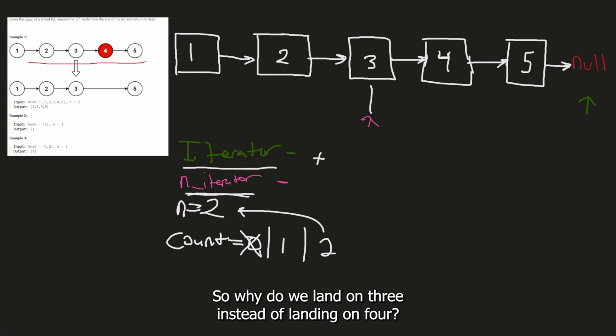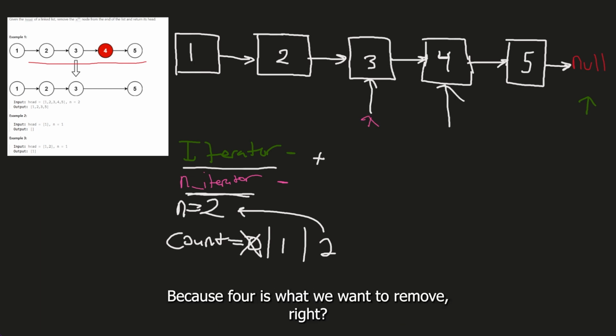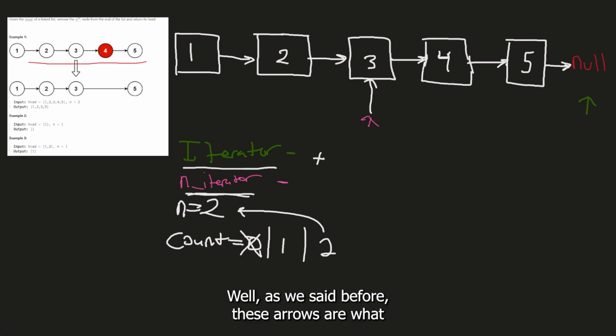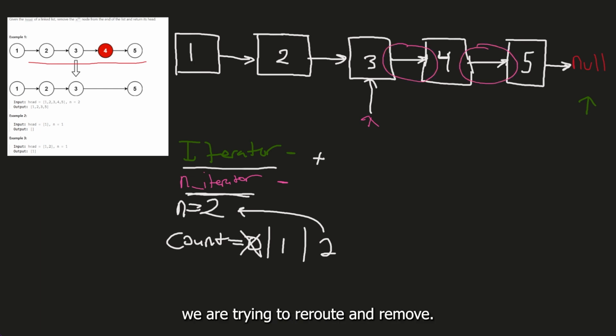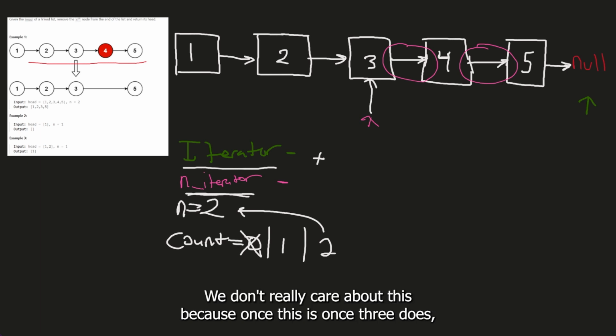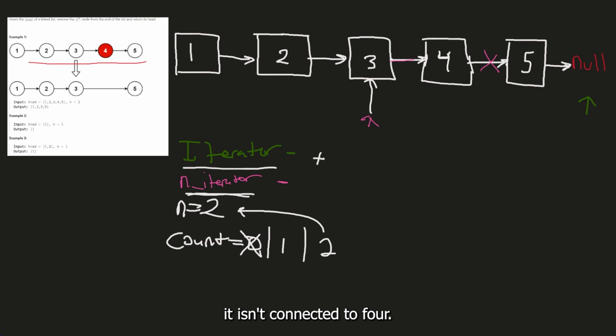So why did we land on 3 instead of landing on 4? Because 4 is what we want to remove, right? Well, as we said before, these arrows are what we are trying to reroute and remove. We don't really care about this because once 3 isn't connected to 4, basically 4 is a lost object in space.